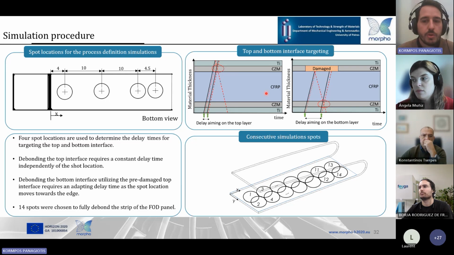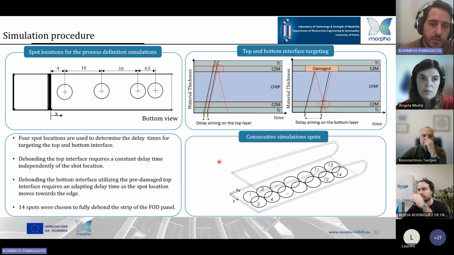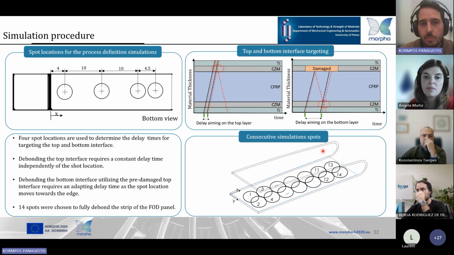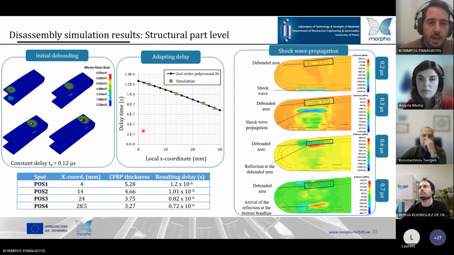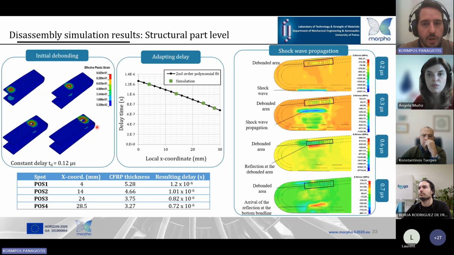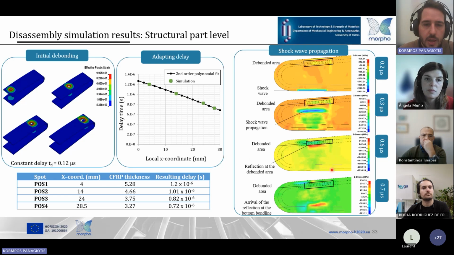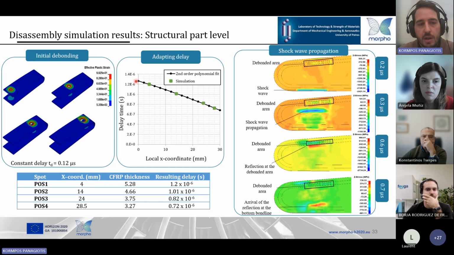To achieve this, 4 points of the panel are selected, and the time delays for each point are calculated. And after setting the time delays, the FOD is subjected to 29 consecutive shots at 14 predefined locations to completely debond the structure. The simulation results initially show debonding of the upper interface using a constant time delay, but for the debonding of the lower interface, the wave propagation should be observed, and this creates 4 individual time delays for the spots, and they are interpolated using a second-order polynomial equation to find intermediate delay times.